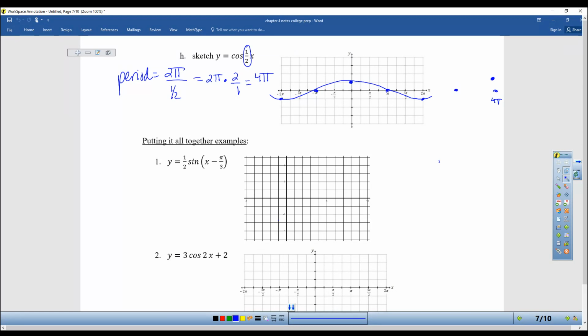And sure enough, a normal period ends at 2 pi. And how far did we get in 2 pi? I don't know if you can see this purple, but we only got half of a cycle done by 2 pi, and that number is half.